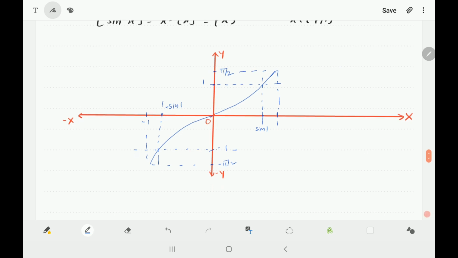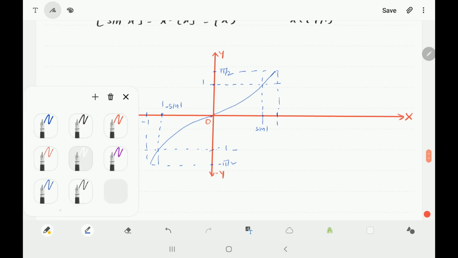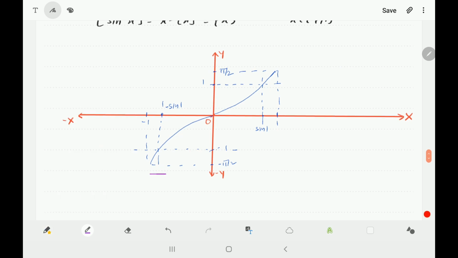Now you have to take the greatest integer of the function. Once you take it, here the values are from minus 1 to minus pi by 2, so the greatest integer will be minus 2. So here the value is minus 2. Then here you will have value minus 1 throughout this interval, because the values are between 0 and minus 1, and the greatest integer will be minus 1. Here you will have value 0. It will go till 0 at this point, sin 1. At sin 1 the value will be 1, because pi by 2 has greatest integer 1, so it will be like this. Okay, you got this?